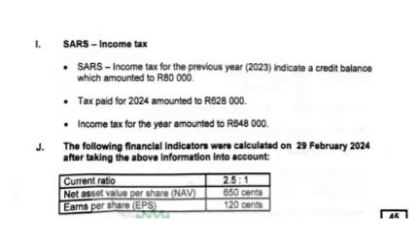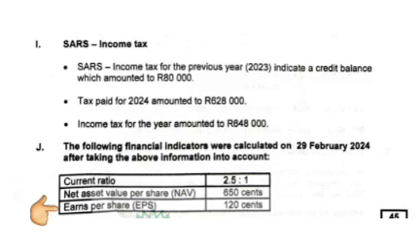We are looking at information and it tells me that SARS income tax for the previous year indicates a credit balance of 80,000. Tax paid for 2024 is 628, and income tax for the year amounted to 648,000. None of that tells me what my income is before tax or even after tax, so that I can at least use those amounts. So what I'm going to do is use the formula for earnings per share. Now you see earnings per share right there at the bottom.